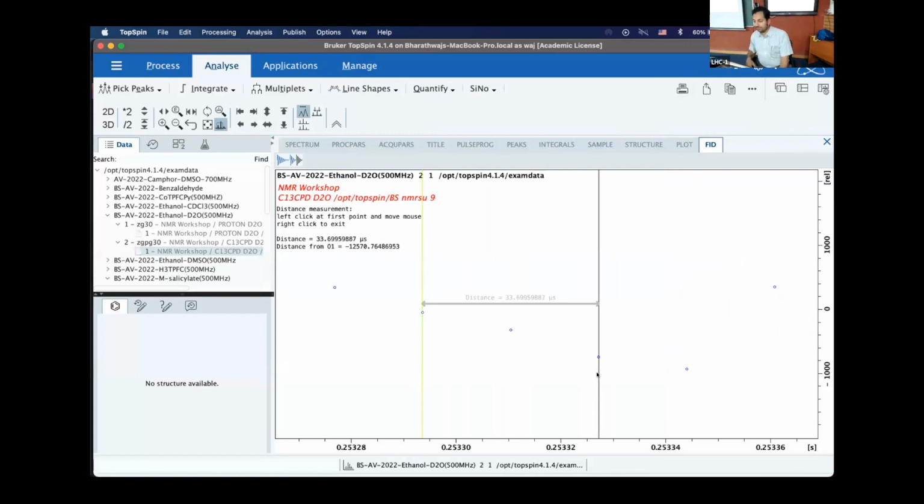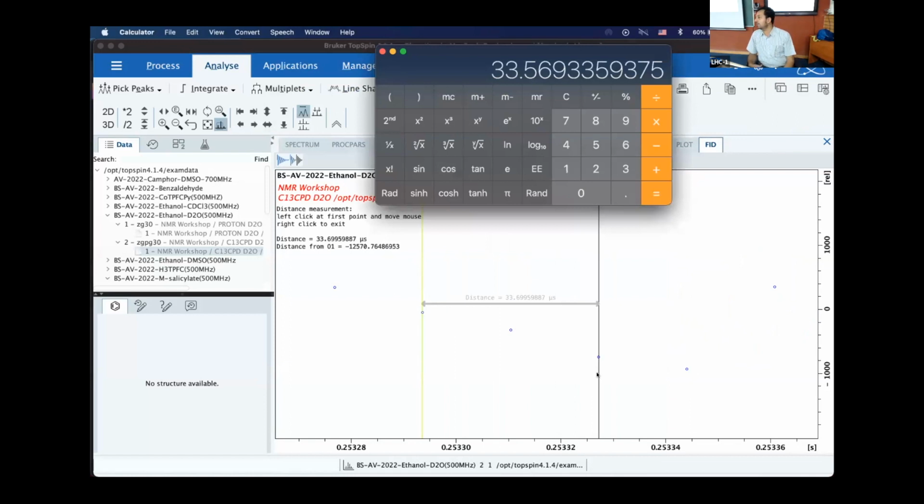33.69. I'm sorry, it's not visible for most of the people. Basically, it says 33.7 microseconds. And that's exactly what we had calculated, 33.6 microseconds. Of course, I'm not carefully measuring it. If I carefully measure it, it will be 33.56.